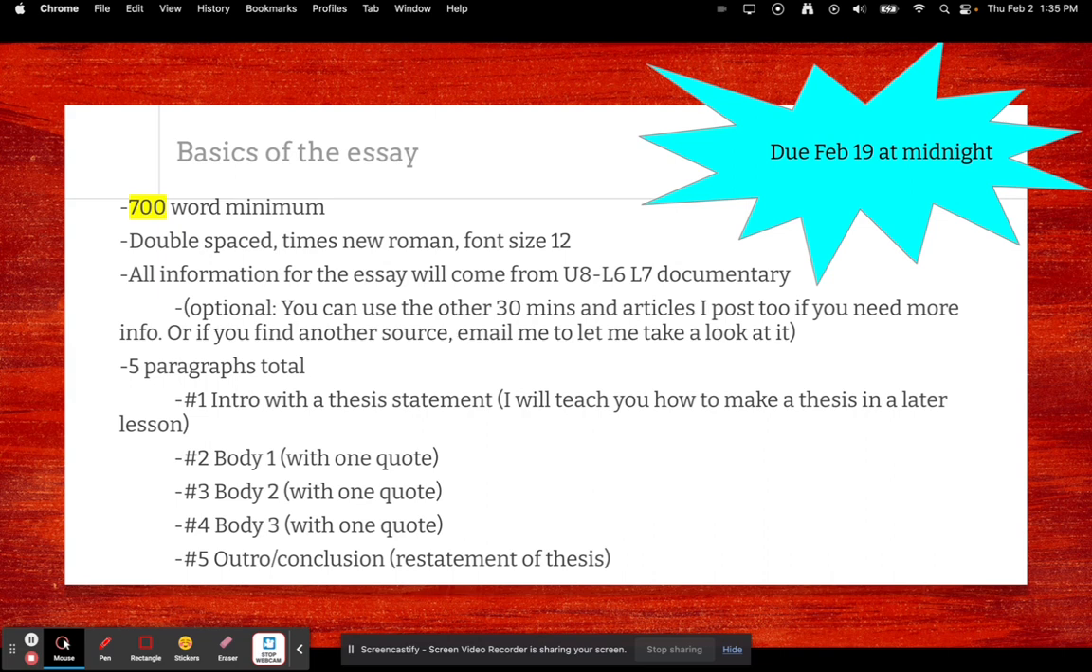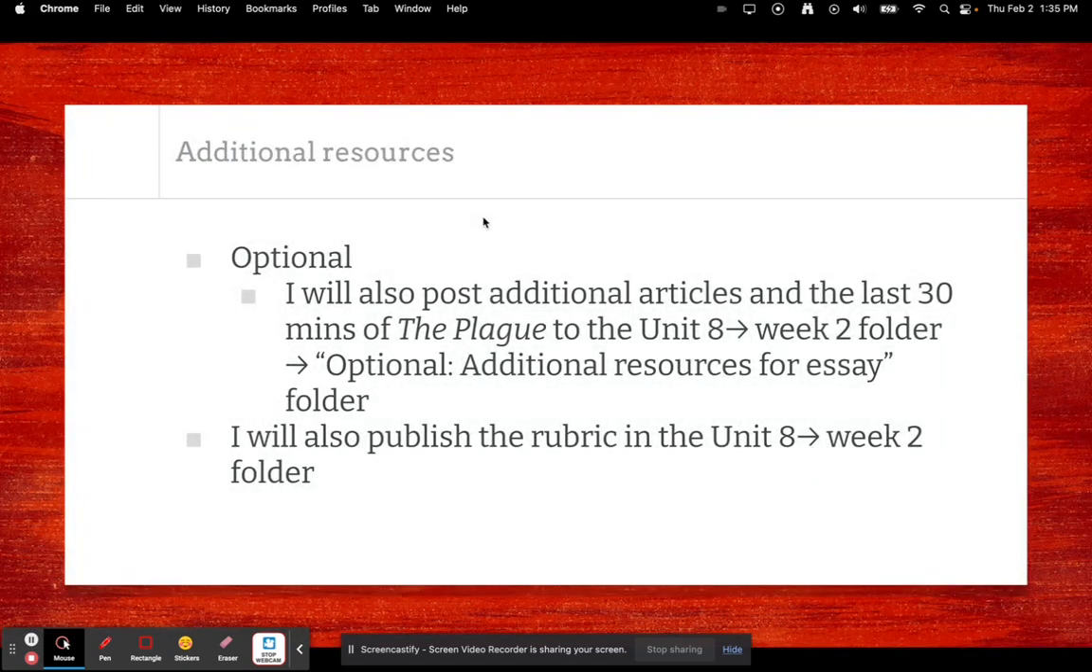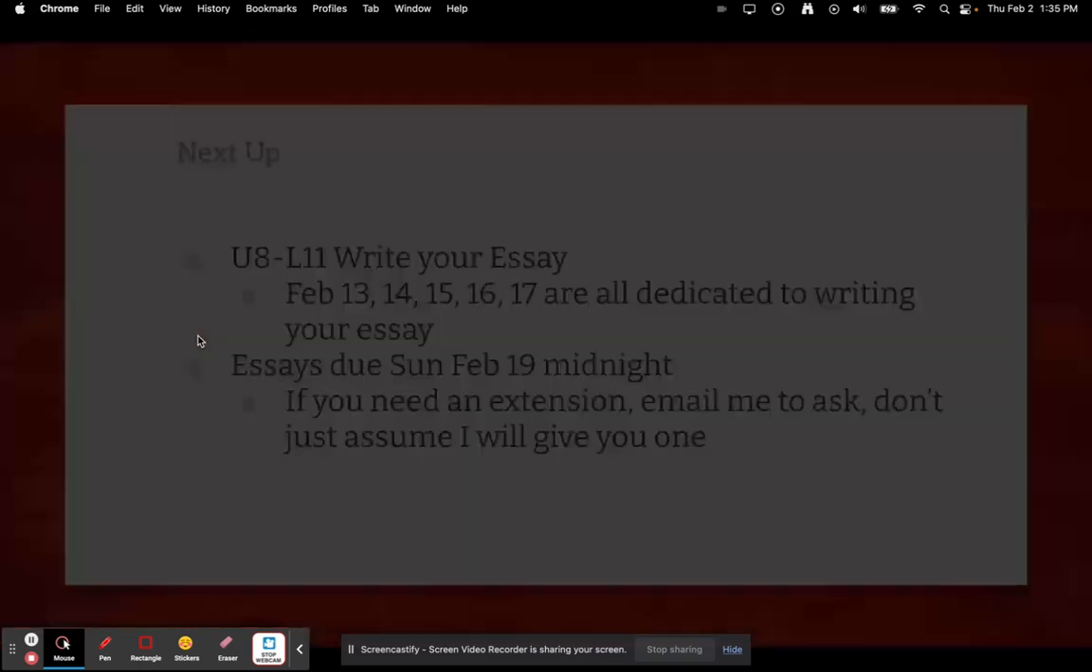If you find another source, email me so I can take a look at it before you are set on using it. There will be 5 paragraphs total, like we just went through: the intro, 3 bodies, and then the conclusion. Just remember that each of those body paragraphs needs to have a quote. I will also be posting additional articles from the last 30 minutes of The Plague in the Unit 8, Week 2 folder, in the optional additional resources for essay folder. I will also publish the rubric in the Unit 8, Week 2 folder.